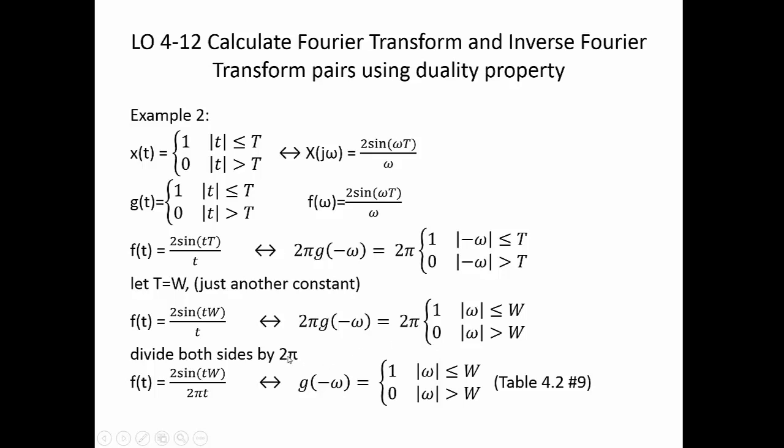And then by linearity, we can divide both sides by 2 pi. The 2 pi shows up here with our sinc function, we wind up with our g of minus omega by itself, and no 2 pi scale factor over here. And this is table 4.2 property number 9. Another example of a duality pair and the use of duality to derive a new one. This may not be very helpful because you already have table 4.2 property number 9 in your table, but had this not been there, you could have used duality to create it.